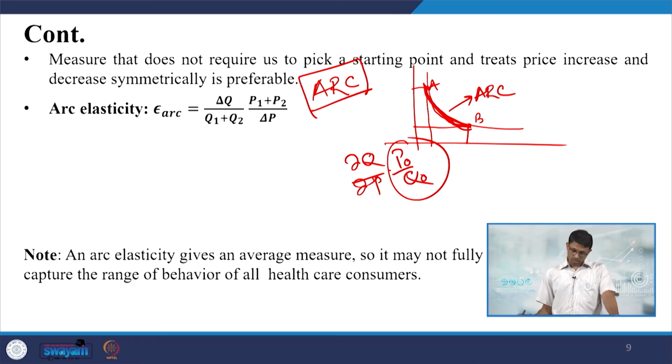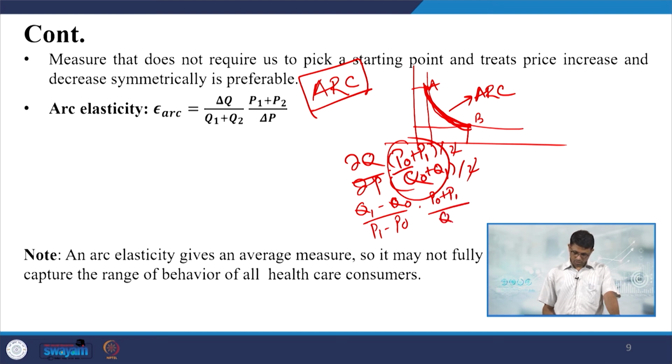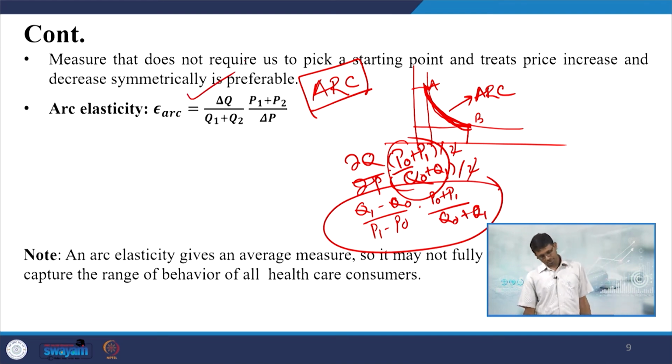In the arc method, since many changes are there in a nonlinear setup, in order to address and neutralize the changes, we are supposed to take P0 plus P1 and Q0 plus Q1, each divided by 2. So, the 2 cancels out. So, the formula is actually delta Q, which is basically Q1 minus Q0, divided by P1 minus P0, into P0 plus P1 whole divided by Q0 plus Q1. That is basically the formula, and this is what is mentioned in this example. So, the arc elasticity method can also help you to derive the results.